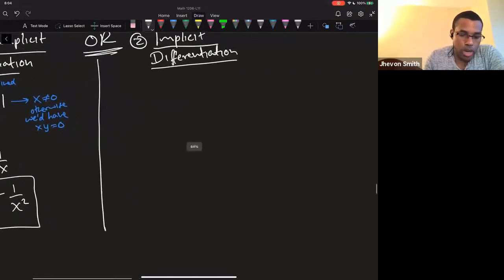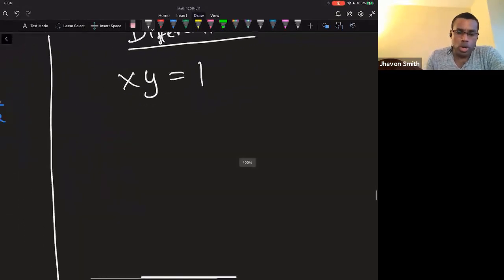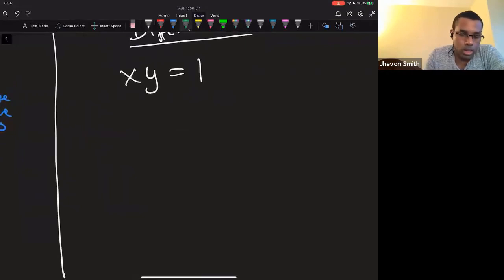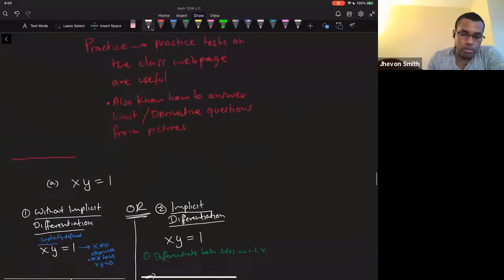So how would it look the implicit way? x times y equals 1. What you would do is first differentiate both sides with respect to x. On the left side, you have a product of functions, x times y. Remember, we don't know what y is, but it doesn't matter. We can still find the expression for the derivative. Differentiate the first one, leave the second, plus leave the first one, differentiate the second. All derivative rules apply. I should mention that.